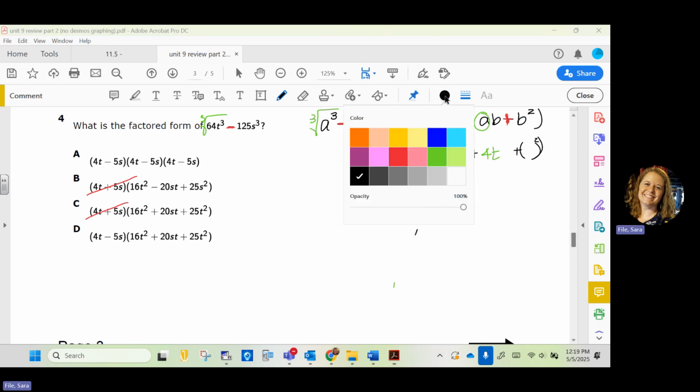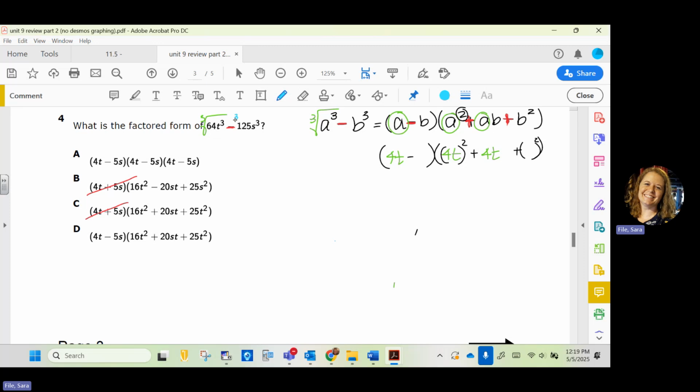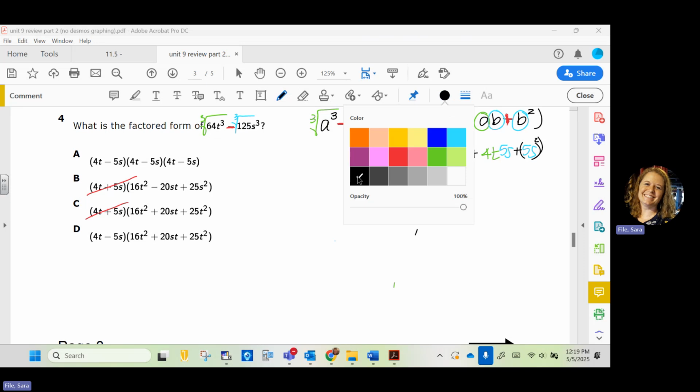All right, then I'm going to take the cube root of my b term, and whatever I get is going to go in place of all these b's. So the cube root of 125 is 5, and the cube root of s cubed is s, so 5s. So when I write those in, then I can do some simplifying.